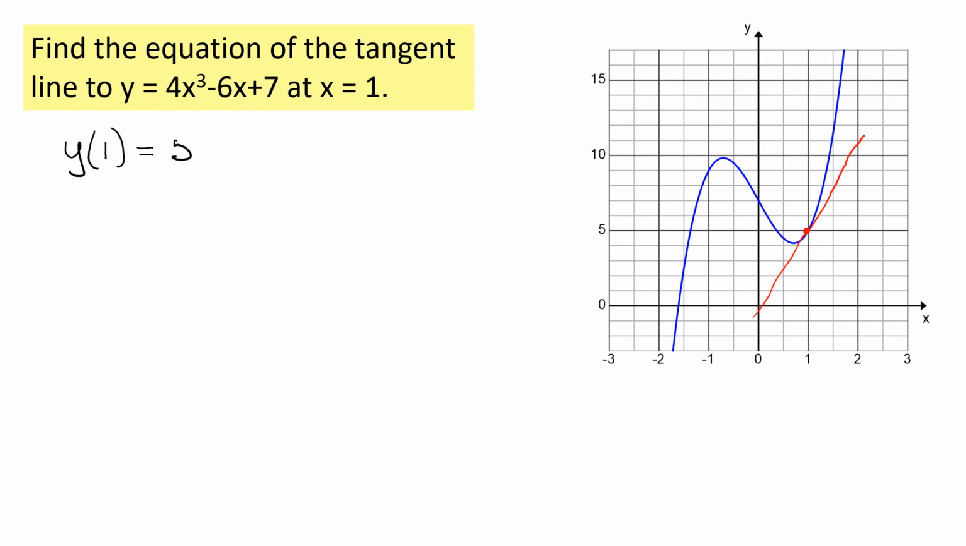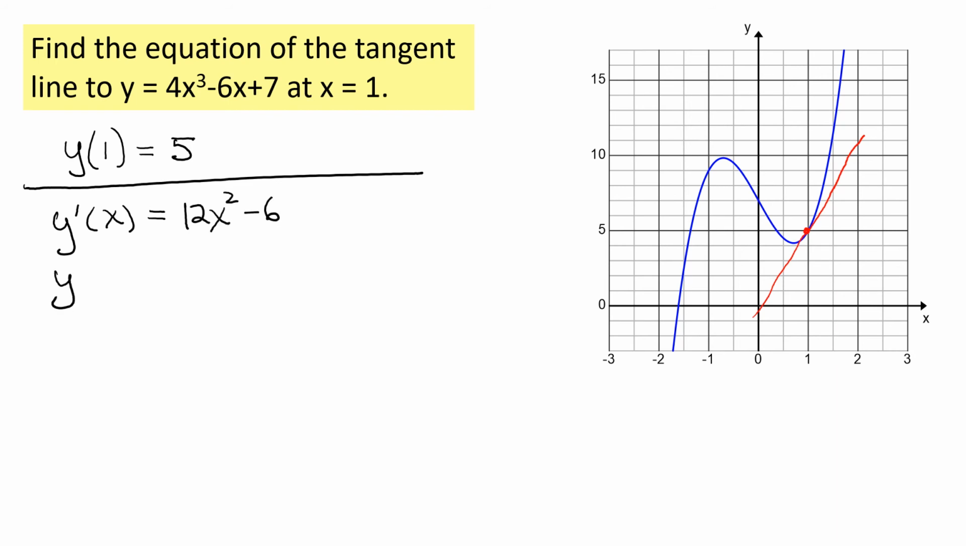Okay, and again, pause the video if you want to do this before you see me do it. As always, you can do that anywhere in the video, of course. Okay, then we need y prime. So let me find the derivative, and then I'm going to plug 1 in for x and find the slope of the tangent line. So this is going to give me 12x squared minus 6. Y prime at 1 is equal to 12 minus 6, which is 6. So this is my slope, okay? And for any straight line, you need a slope and you need a point. So our point is (1, 5), okay? So you need these two things.